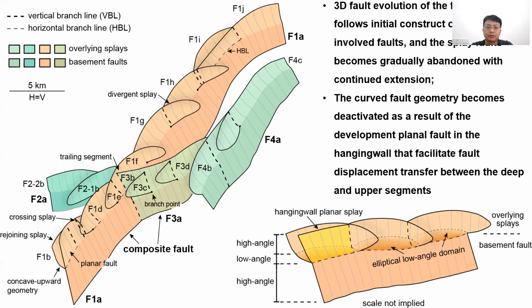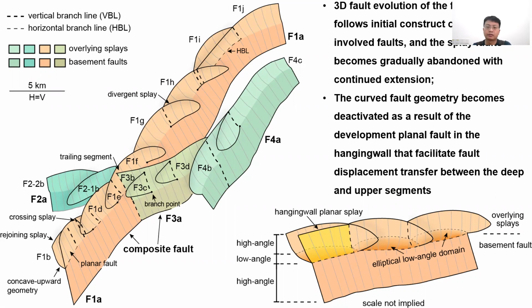So in our case, we see that the 3D fault evolution of the fault network follows the initial construct of the basement fault network, the basement involved faults, for example, F1, F3, F2, F4. These faults actually construct the fundamental architecture of the fault networks that even the reactivation did not change much, because the splay faults developed in the sedimentary successions were gradually abandoned with continued extension.